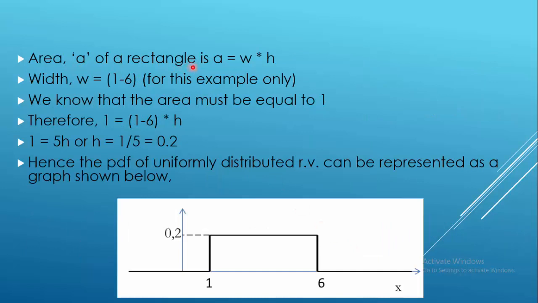The area A of a rectangle is A equal to W times H, width times height. In this example, say this is A and this is B, where A is equal to 1 and B is equal to 6. So W is equal to B minus A, which is 6 minus 1. We know that the area must be equal to 1. Therefore 1 is equal to (6 minus 1) times H, which is 5H, so H is equal to 1/5, which is 0.2. Hence, the PDF of a uniformly distributed random variable can be represented as the graph shown below. This is its height, 0.2, and this is its width.